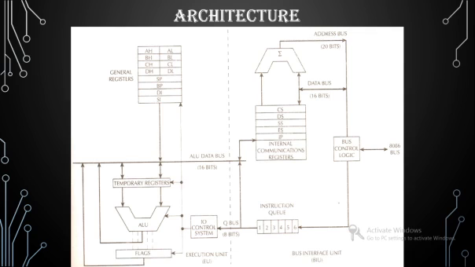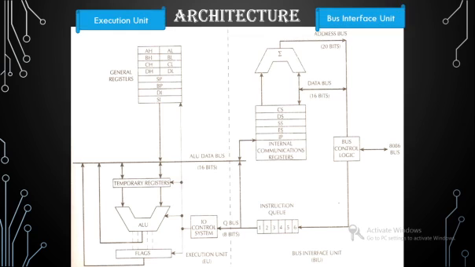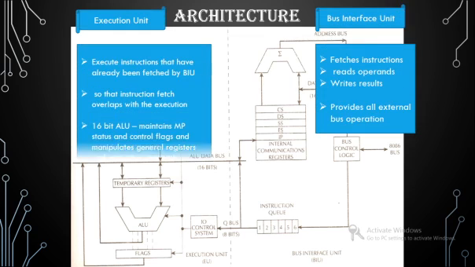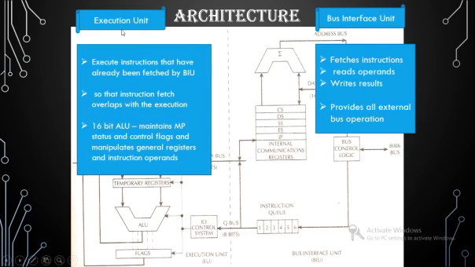Students, we were talking about the architecture of the 8086 microprocessor. So today we will discuss more about the execution unit. As we have mentioned, it will execute instructions that have already been fetched by the bus interface unit, so that the fetching as well as the execution will happen simultaneously, which can increase the speed of processing.